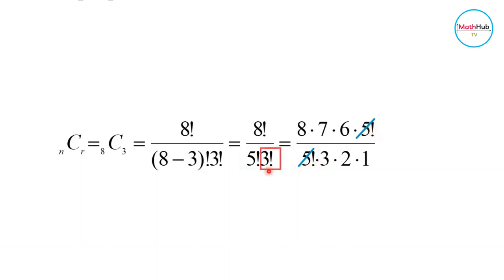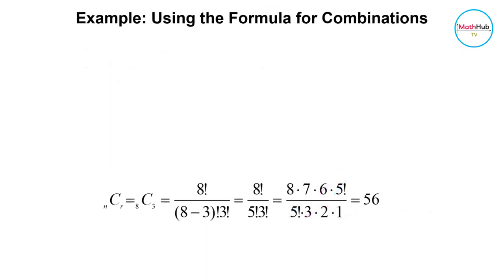And we will write out 3 factorial as 3 times 2 times 1. We will multiply 8 times 7 times 6 and divide that by 3 times 2 times 1. Notice that 3 times 2 is also equal to 6, so that cancels with the 6 here. So we just have 8 times 7, which is equal to 56.